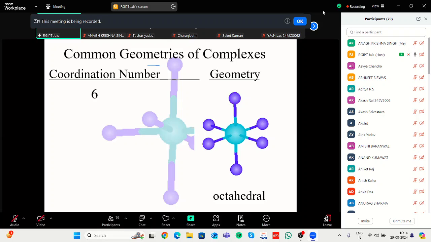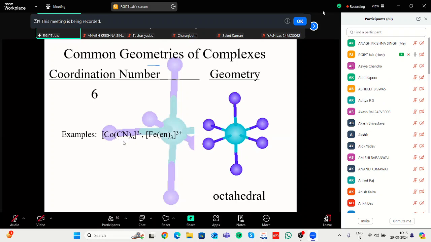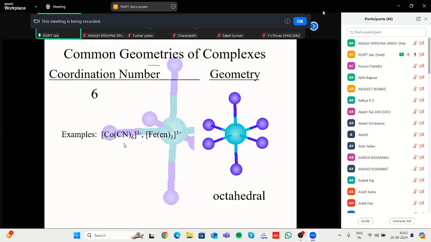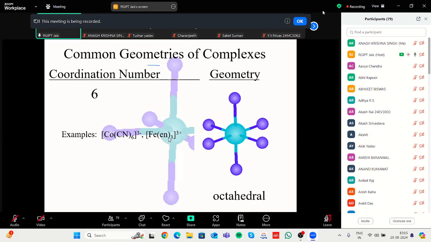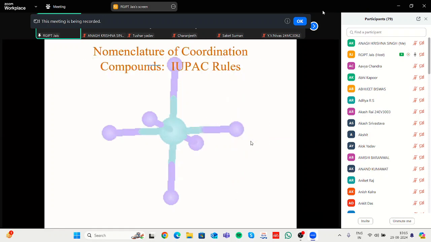And for the geometry in this case, if we take an example of 6 CN ligands attached to cobalt, it is a monodentate ligand, so it forms an octahedral. But in case of ethylenediamine, a bidentate ligand, 3 into 2 is a total of 6 coordinately bound, and the given geometry is octahedral.